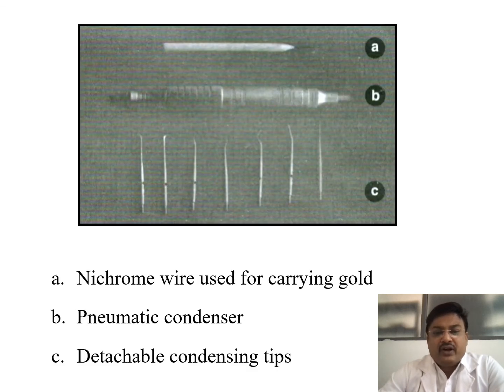The nichrome wire is used for carrying gold. A pneumatic condenser is also there, and detachable condensing tips are also there in the pneumatic condenser.